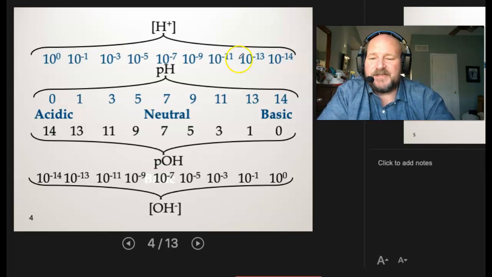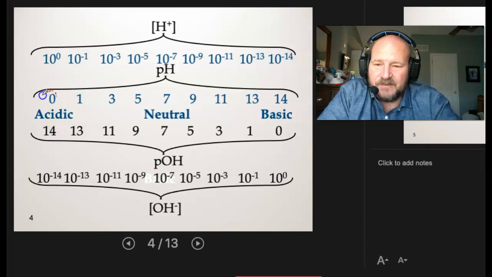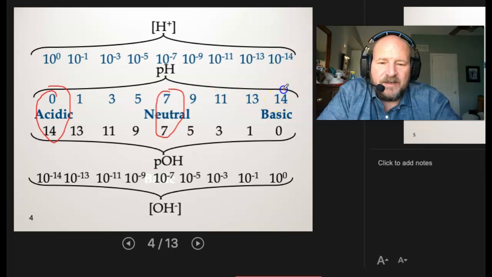All right, and here you can see that. Remember, they have to sum up. So 0 and 14 would be equal to 14. 7 and 7 would be 14. And then 14 plus 0 would also be 14.